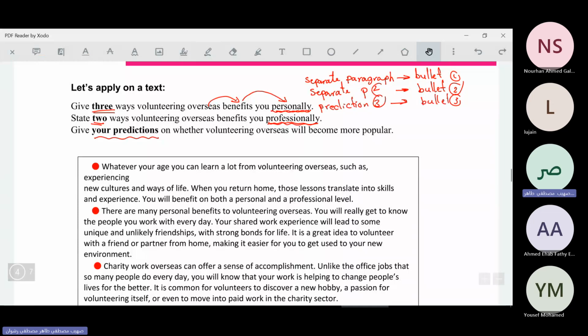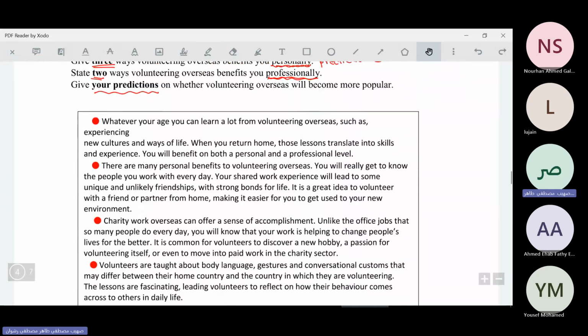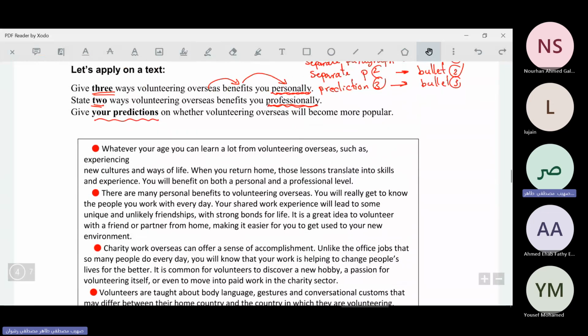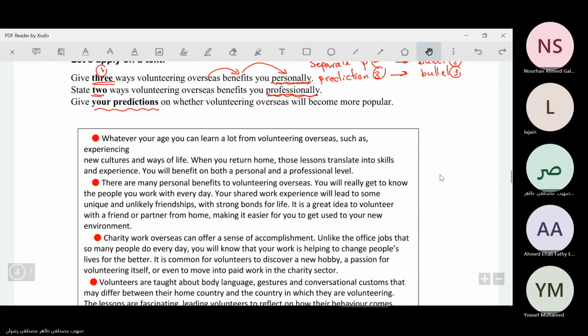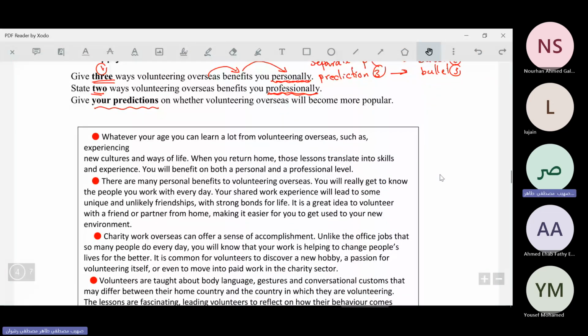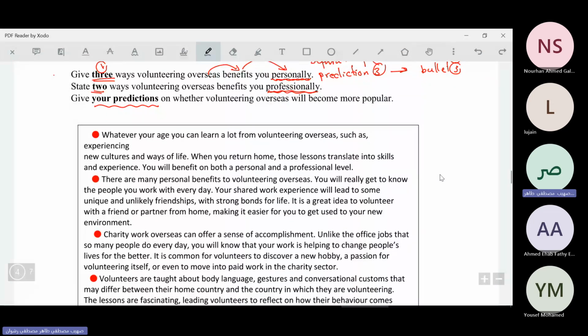Okay, this is the text. What we need to identify now is three ways volunteering overseas benefits us personally. I'll let you read the text and recognize the three ways volunteering overseas benefits us personally. I'll give you 3 minutes to find the three ways.